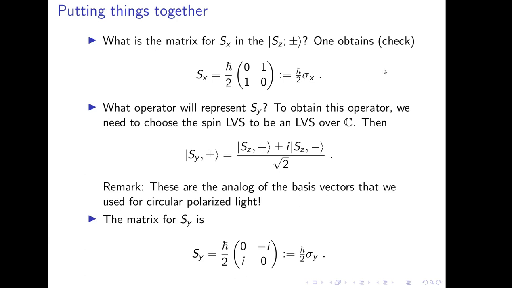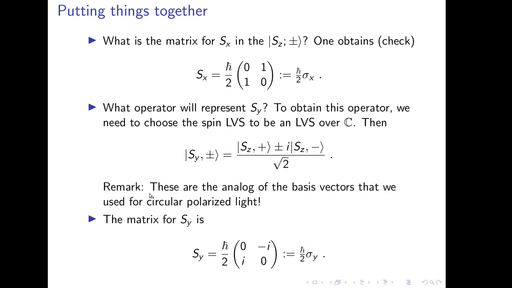But the point is we can have y also. For simplicity, we are doing z and x. What about Sy? To obtain this operator, we will choose the spin vector space to be a vector space over complex numbers. Over reals, we really don't have space. What we do here is almost similar to what we did for Sx, except we put an i. This is something we can do because we are over complex numbers. And so this is just a guess. Don't take this beyond that.